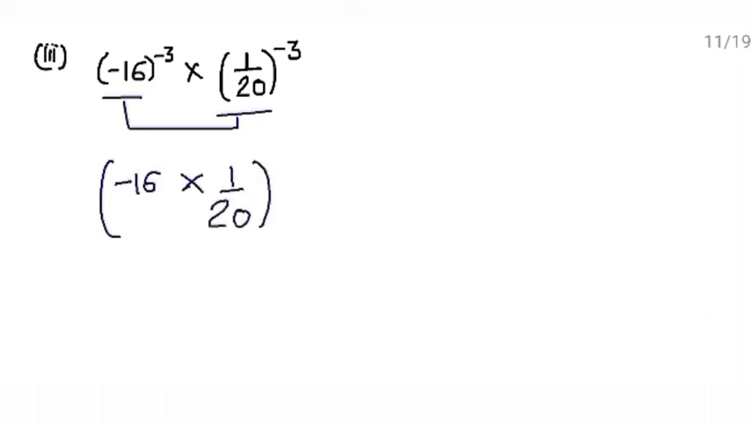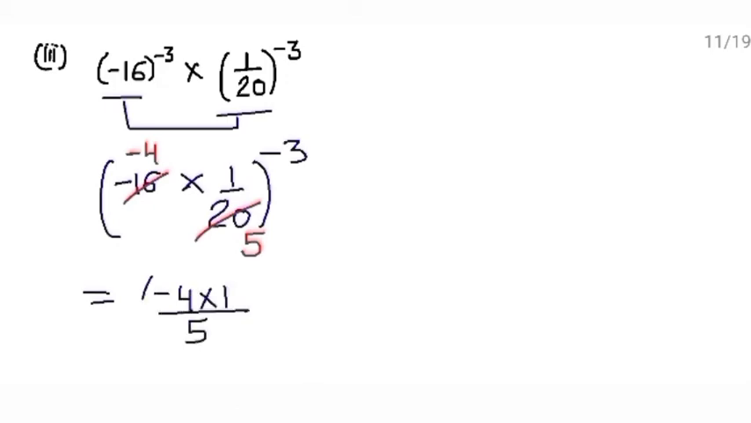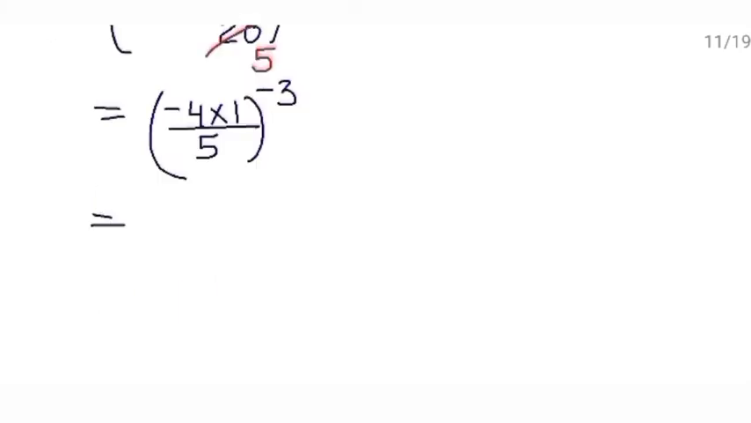And then we will write the power once. Numerator and this denominator both are divisible by 4, so cut them. 4 4s are 16, 4 5s are 20. Now in numerator you have minus 4 multiplied by 1 and the denominator is 5 and its power is minus 3. This is minus 4 ones are minus 4 upon 5 raised to the power minus 3.